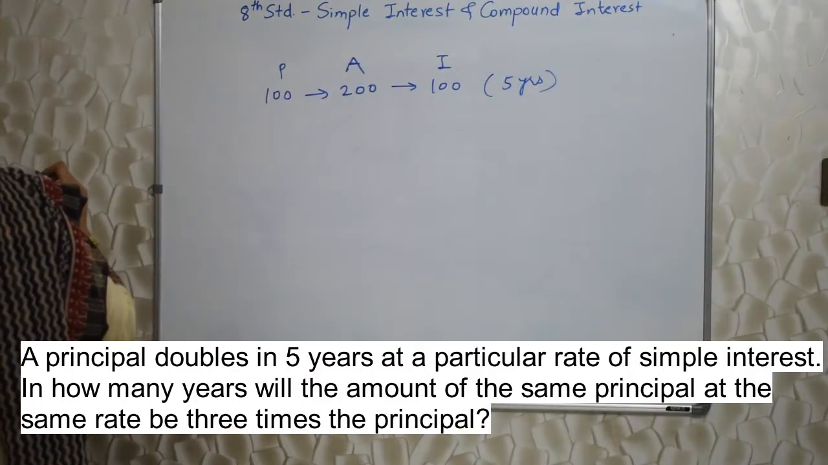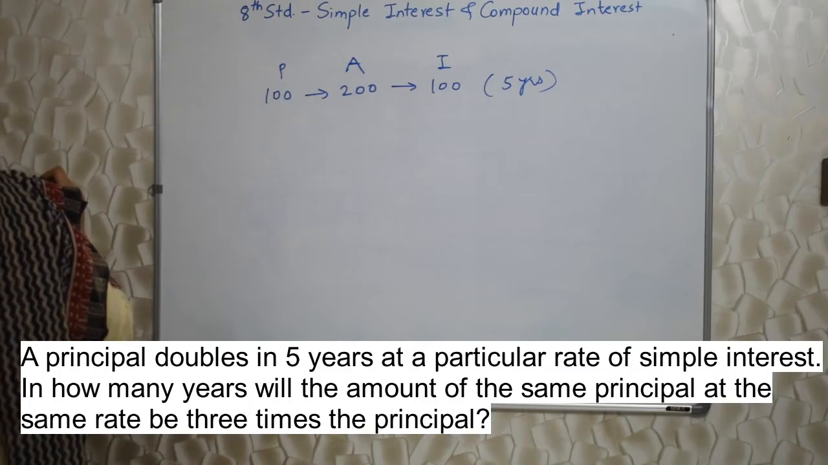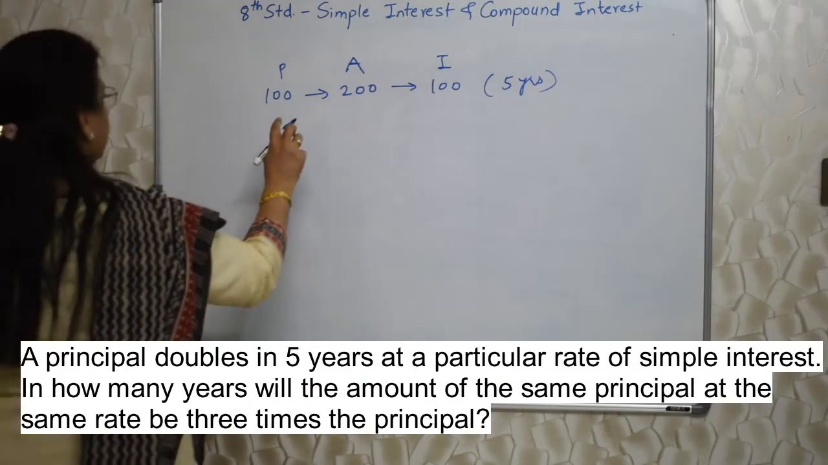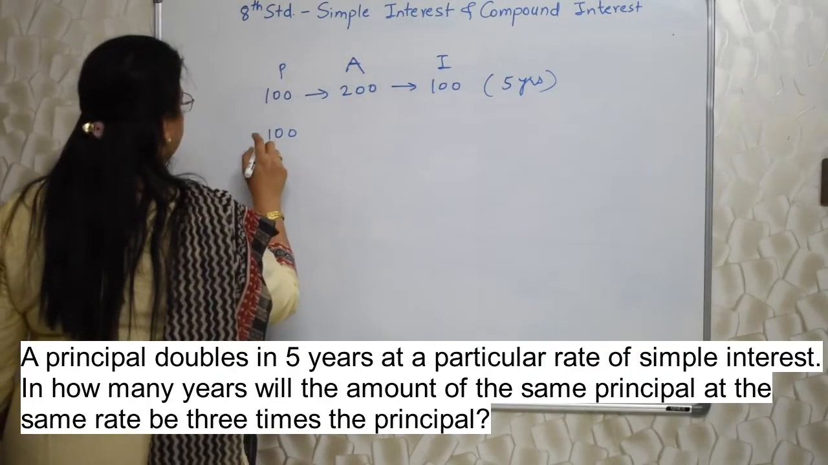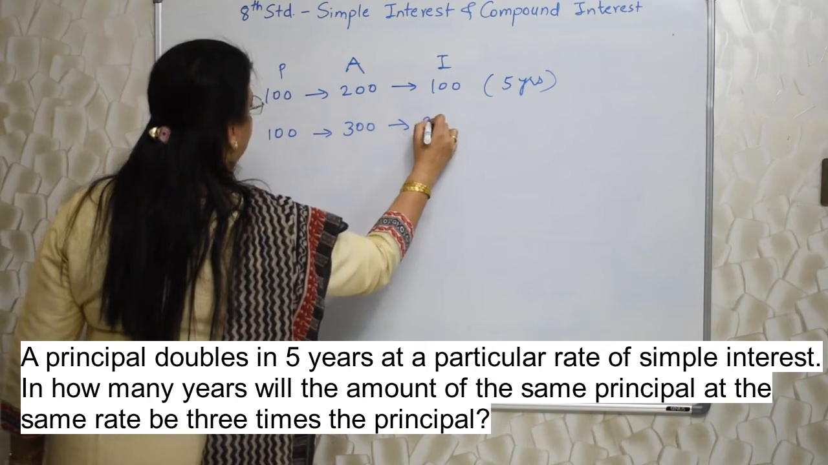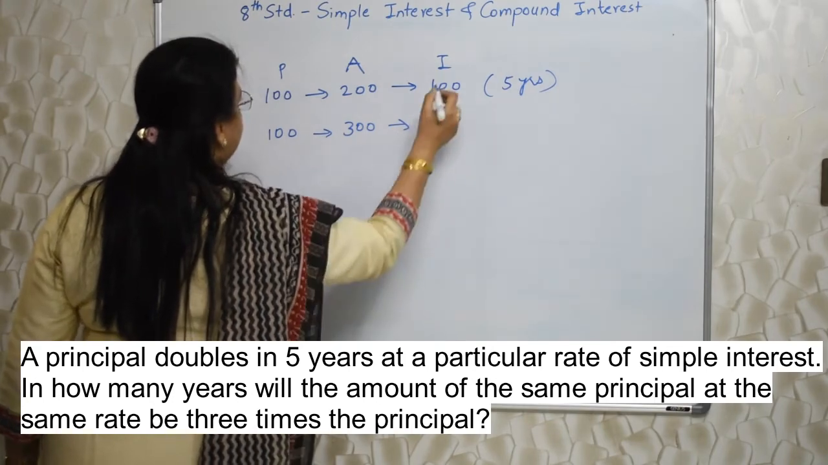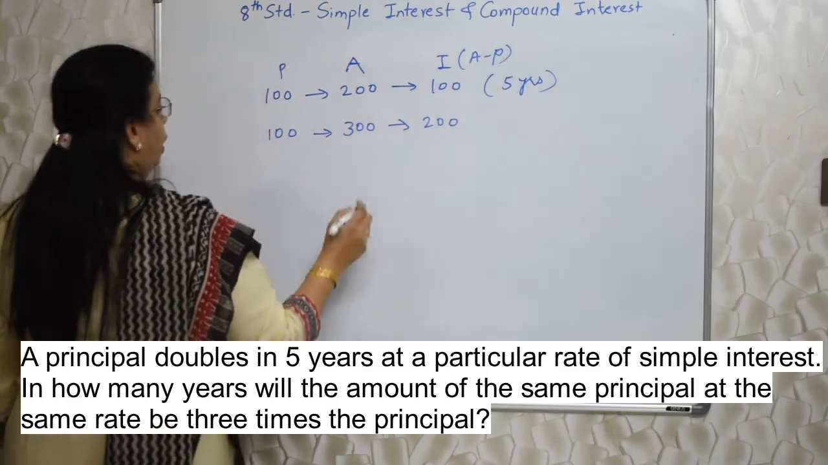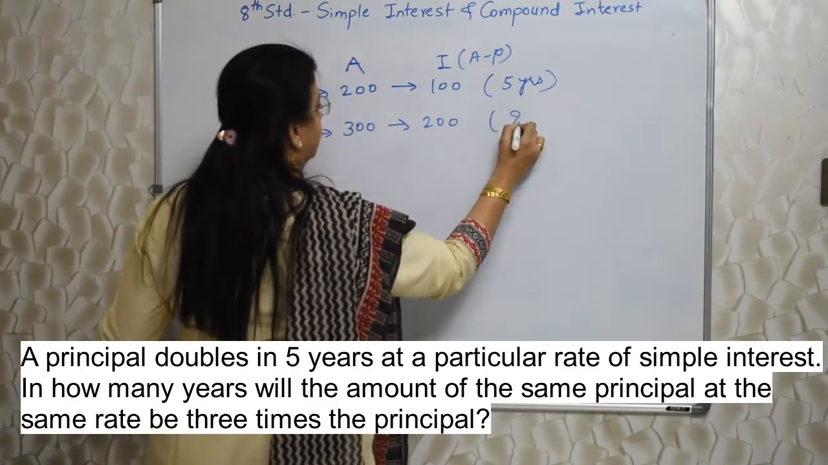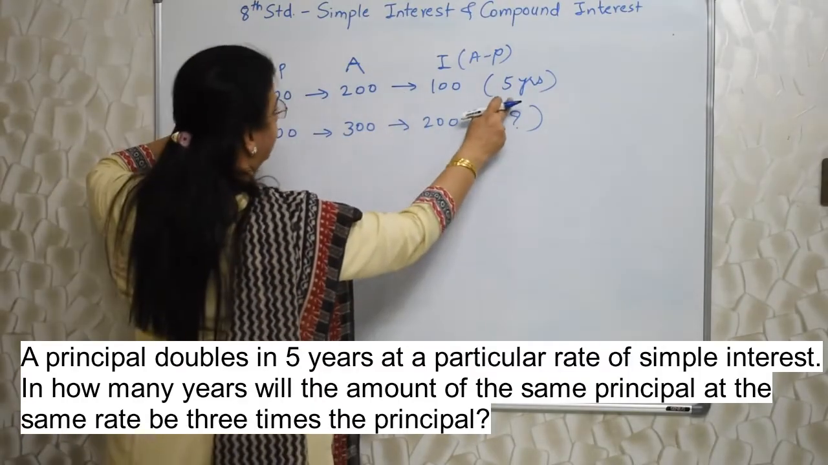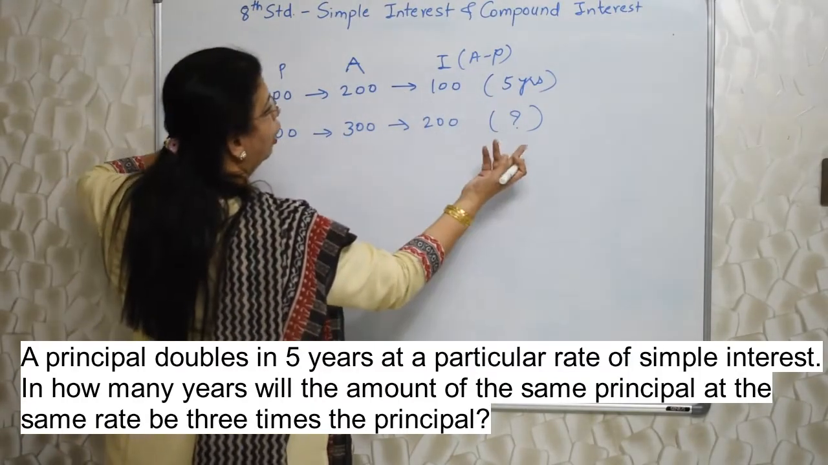Then the same principal at the same rate of interest be 3 times in how many years? This was double. Now they want to know same principal, that is 100 should become 300. Means I is what? 200, right? I is what? A minus P. So 200 in how many years? This is their question. Observe, 100 ka 100 in 5 years, 100 ka 200 in how many years?